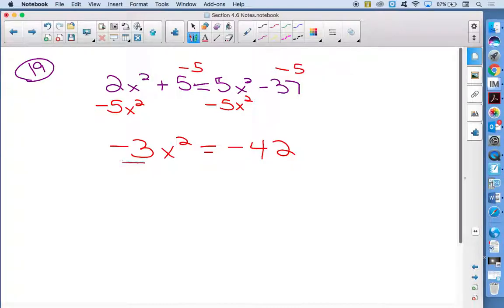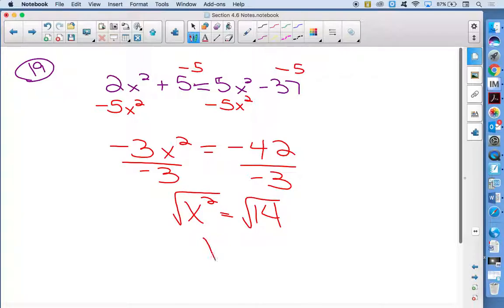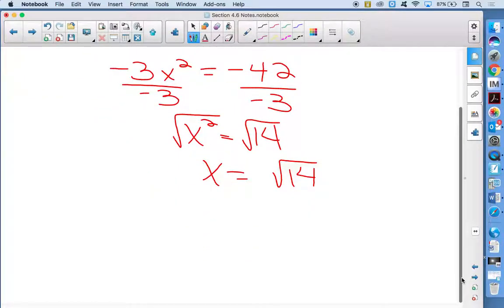You divide. What is negative 42 divided by negative 3? 14. So take the square root. Anytime you take a square root, Tyler, what do we need with all of the problems? See if it's a perfect square. To see if it's a perfect square, but what else goes in front of the square root? Plus or minus.